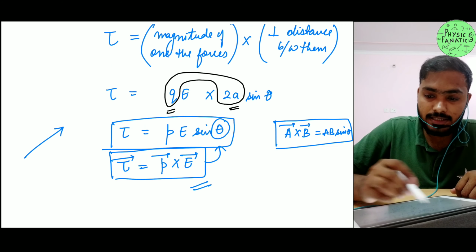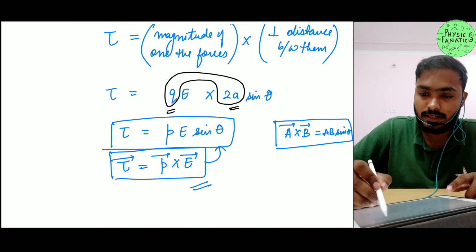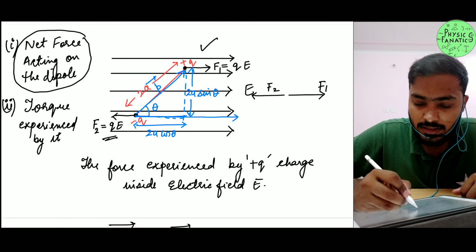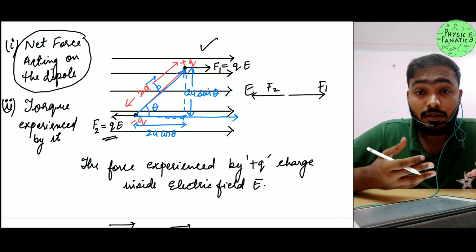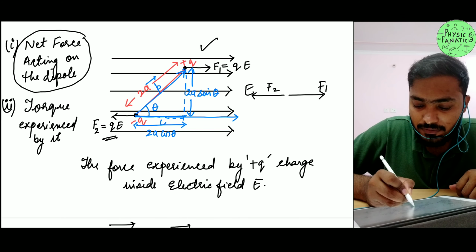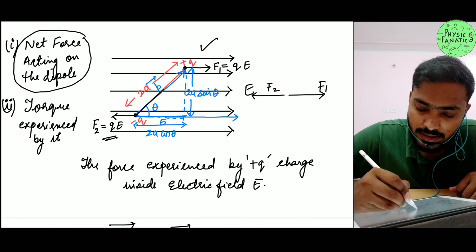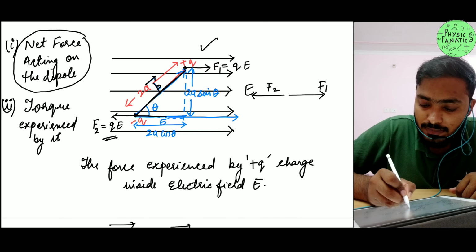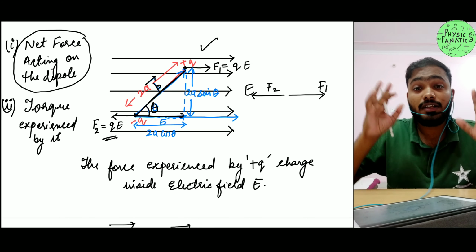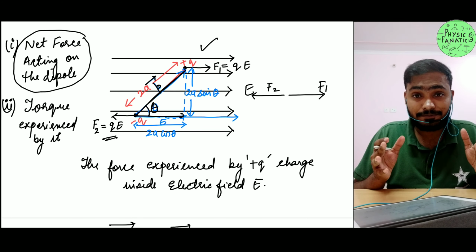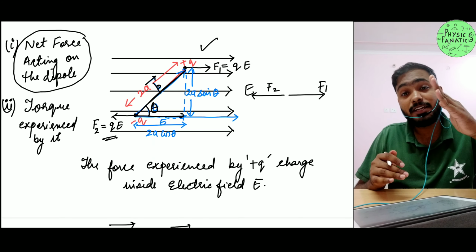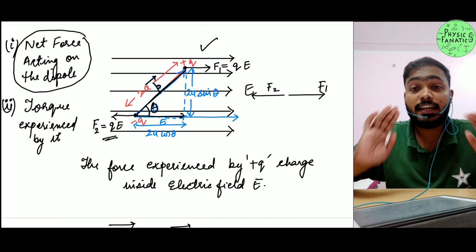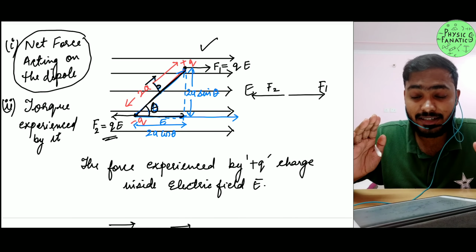Okay, let's go back to the diagram so that you guys can see that. From minus q to plus q is your dipole moment, and this is my electric field. The angle between them is theta. So the torque depends upon theta. Torque depends upon the angle made by the dipole moment and the electric field. I hope that is understandable.